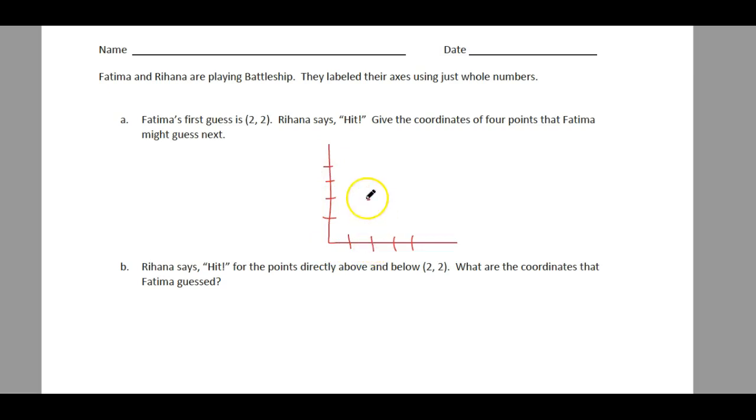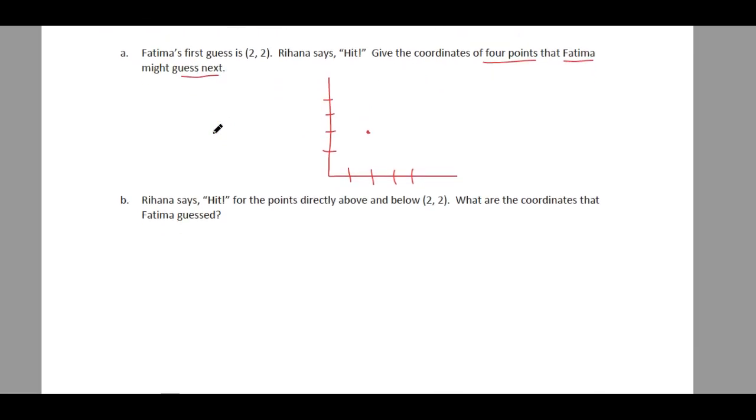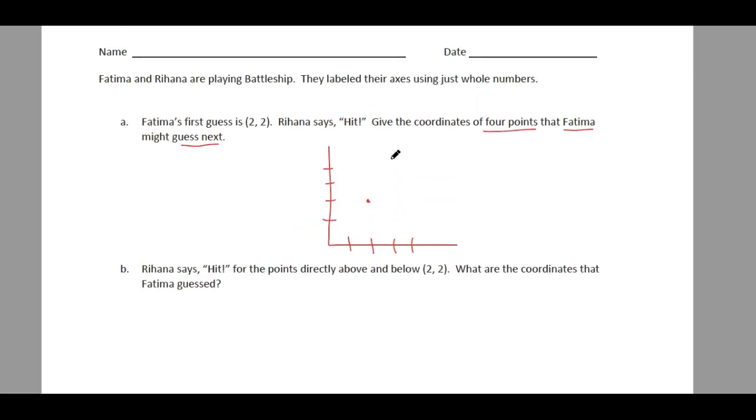So if the point is here, you want to think, well, the ships can go this way, or they can go this way, can't they? Can't go diagonal in Battleship, can you? So think about what 4 points that she might guess next, given what you know. Rihanna says hit for the points directly above and below 2 over 2. So what are the coordinates that she must have guessed? So if you need to use some graph paper, go ahead. Hopefully you could just do some educated guessing on this one.